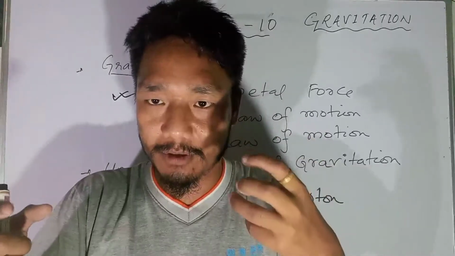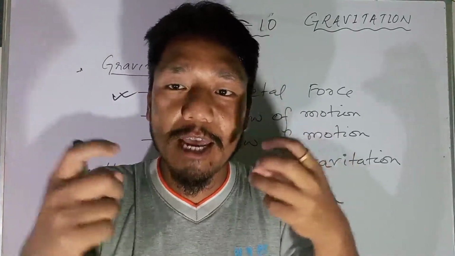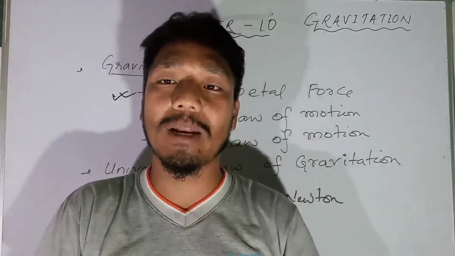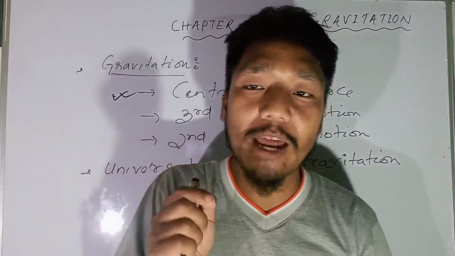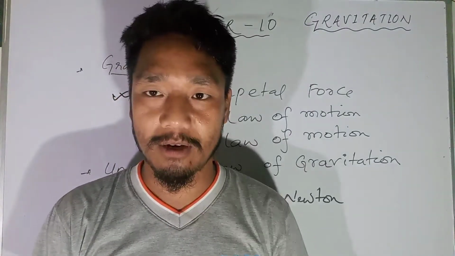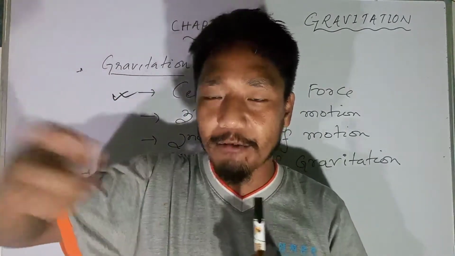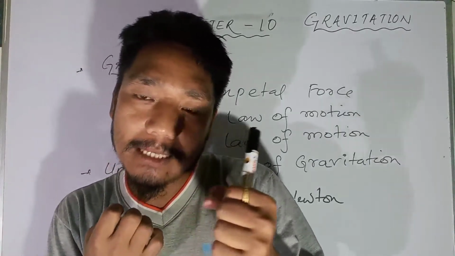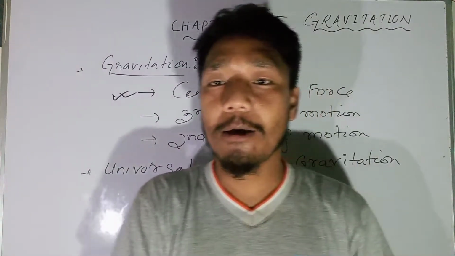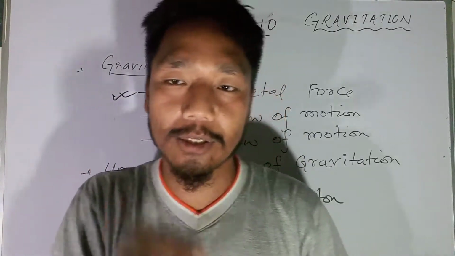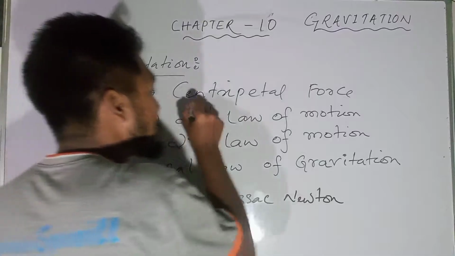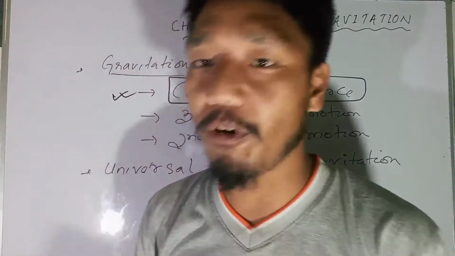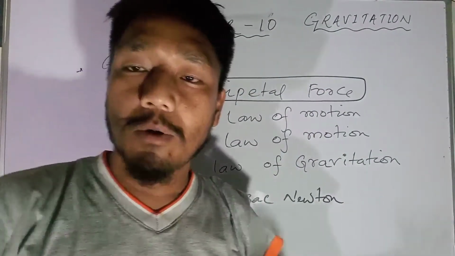That force of attraction between two bodies is what we call gravitational force. Similarly, the sun is trying to attract the planet toward it, and the planet is also trying to attract toward the sun. They are trying to seek the center, and that type of force is what we call a centripetal force, a center seeking force.